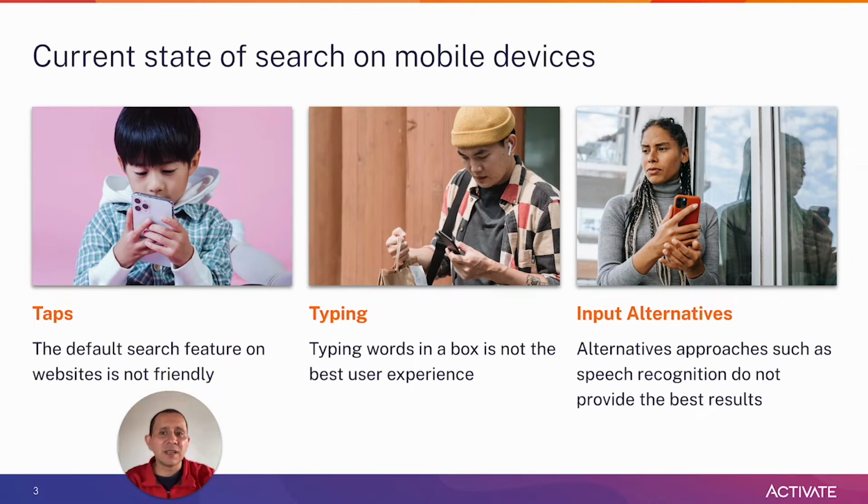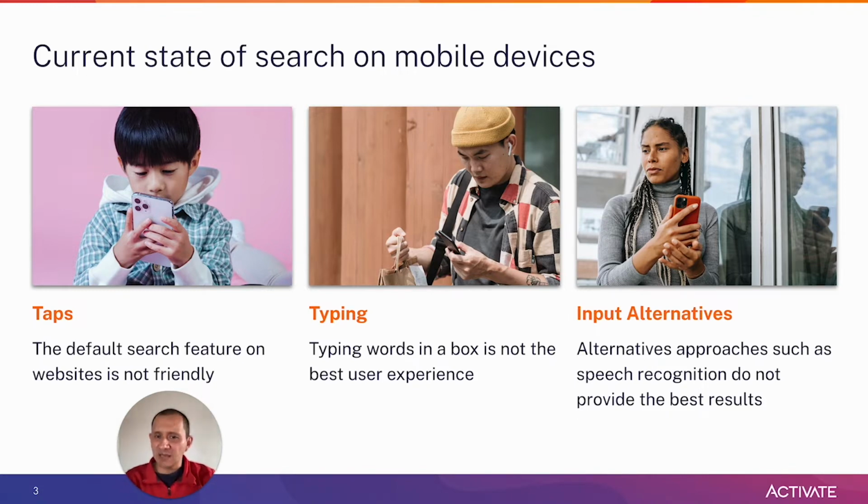As for the current state of search on mobile devices, we can say that it can be better. Right now, it requires a lot of taps. You have to click on the search icon, sometimes even the menu icon, then click on the search option, then click on the search box. And once you have typed in your keywords, then you have to tap on the submit button.